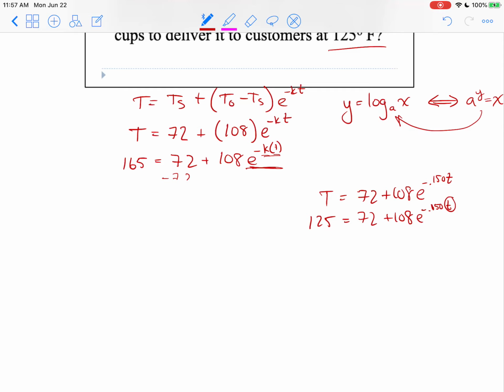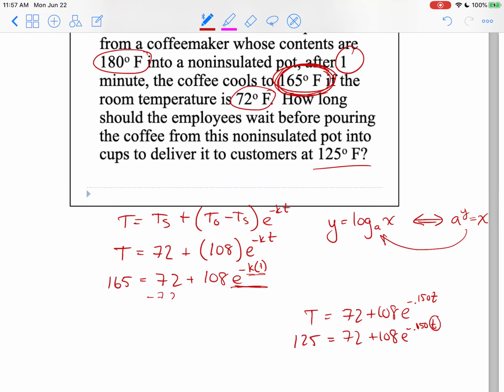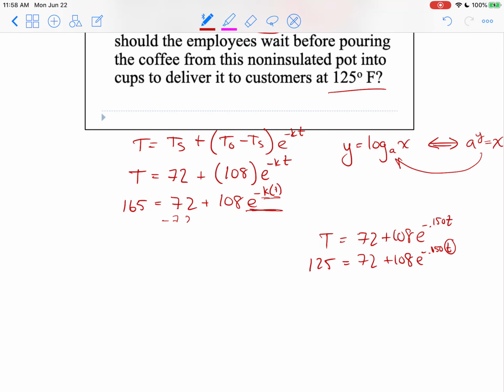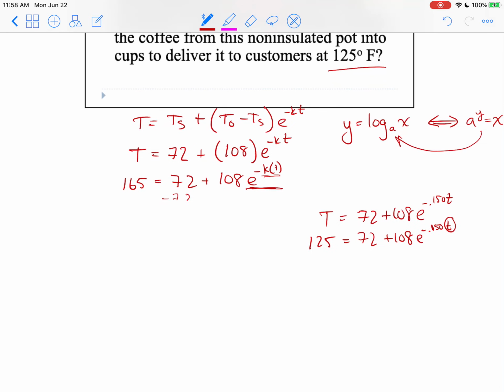So I said I was going to start this video by going through how to solve for t here. We want to know how many minutes they should wait before we deliver the coffee to a customer at McDonald's. In the last video we solved for k, and in this one we want to solve for this t value. We know that our desired temperature is 125 degrees.